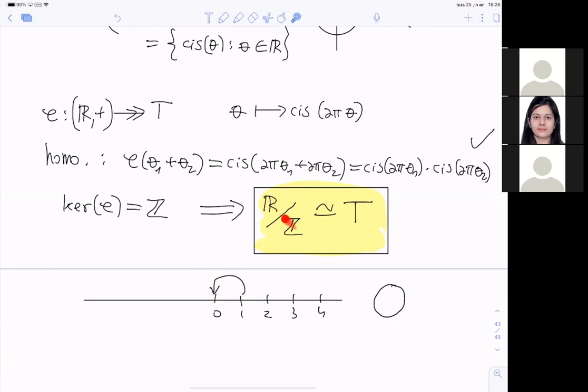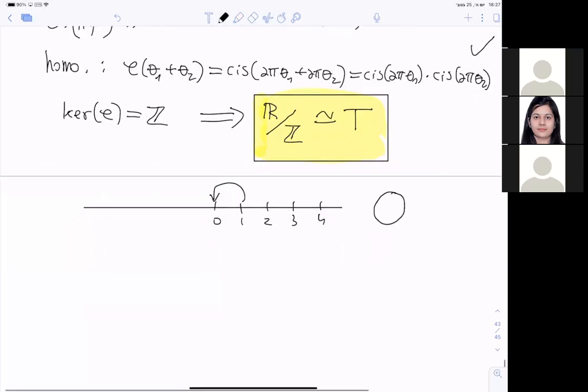Because here, 1 and 0 are the same, because this is modulo integers. So 0 plus Z is like 1 plus Z. It's the same thing, because 1 plus Z is Z. But half plus Z is a point here, which corresponds to pi here. So in algebra, when we say this, you say the unit circle.